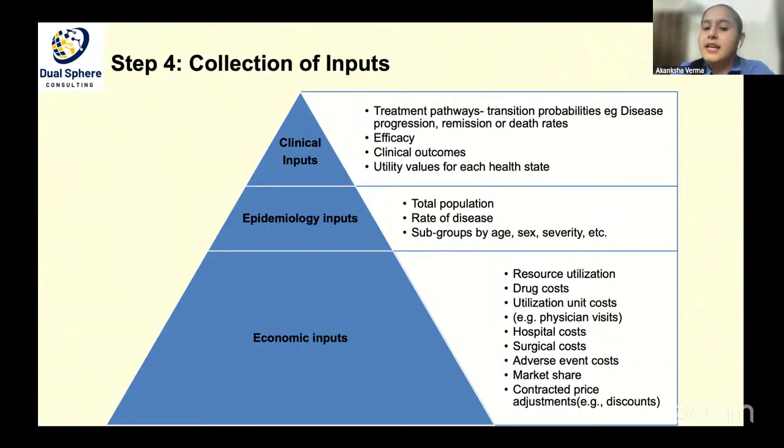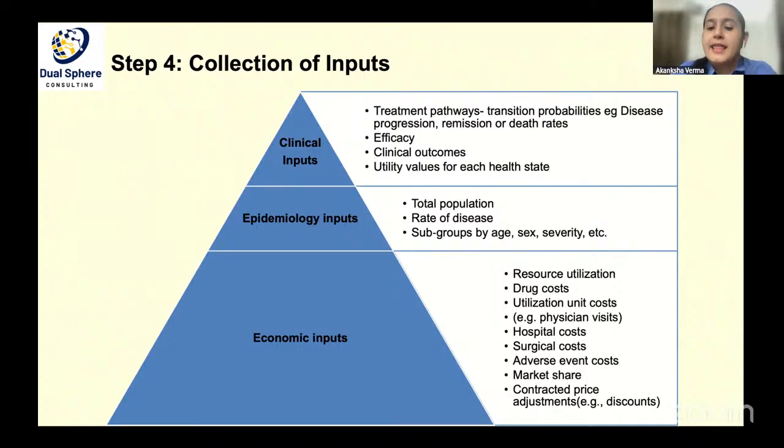Now, the third is economic input. In economic, again, you need to have the resource utilization, how much the resources are being utilized, and the drug cost. You need to have the unit cost for each resource utilization: hospital cost, surgical cost, adverse events, adverse event cost, management cost. In budget impact, you do have market shares as well.